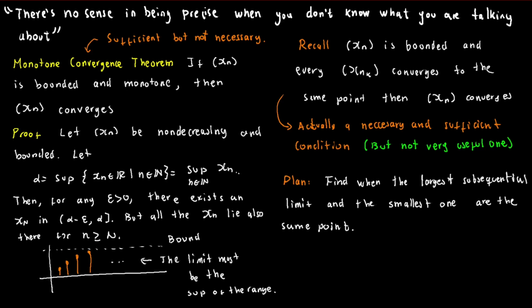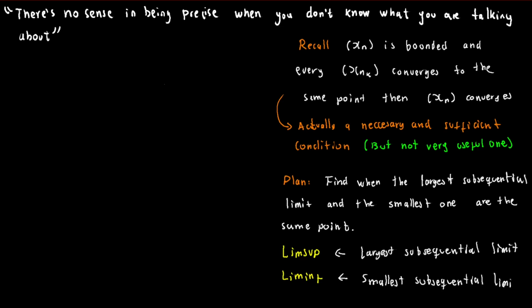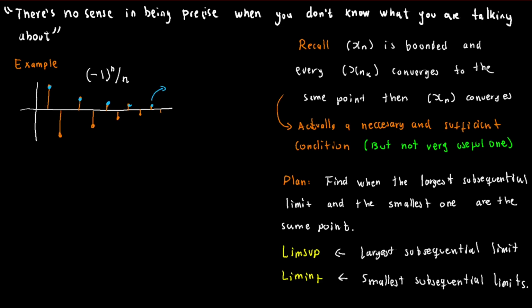So the question becomes, how the heck do we find the largest and the smallest subsequential limits of a sequence? The idea of limit superior and limit inferior is crucial to finding sufficient conditions for the existence of limits. Given a sequence x_n, its limit superior, or limsup, is the largest subsequential limit, while its limit inferior, or liminf, is the smallest subsequential limit. Let's focus on the limsup for a moment. Consider the sequence (-1)^n over n. The sequence converges to 0, but we cannot use the monotone convergence theorem to prove it because the sequence is not monotone.